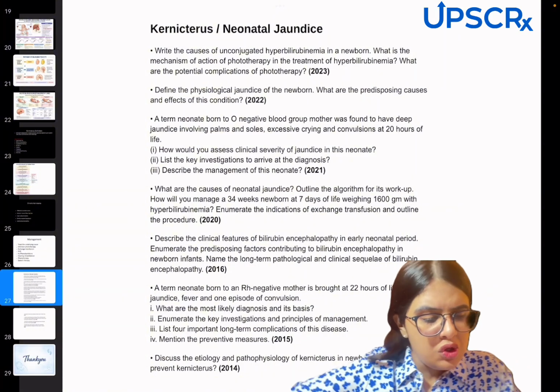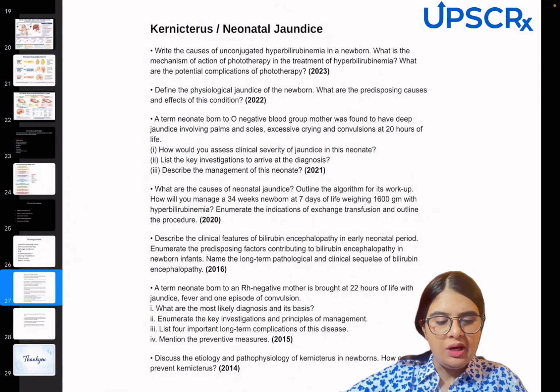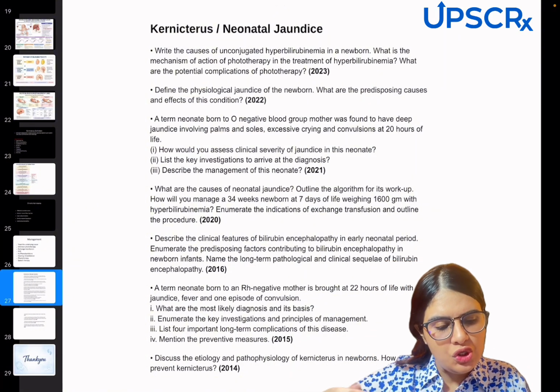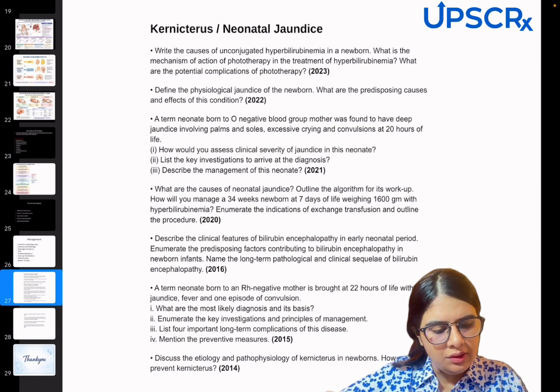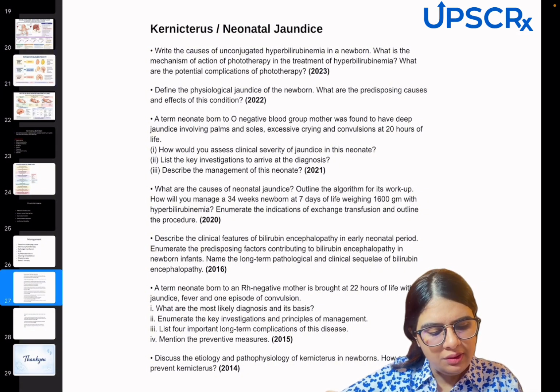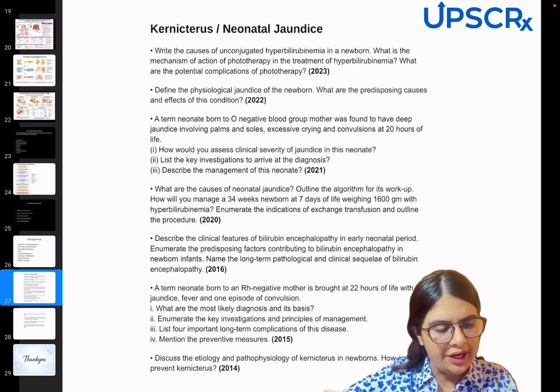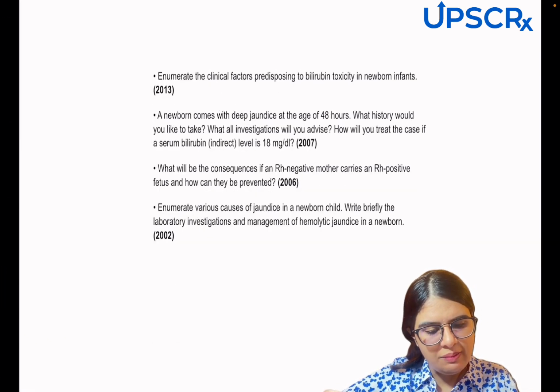So, what are the causes of unconjugated hyperbilirubinemia has been asked. Physiological jaundice, Rh negative mother and a Rh positive baby. What will happen? Then they've asked about bilirubin encephalopathy. Then they've asked about kernicterus. Again, one more question on Rh negative mother and Rh positive baby.